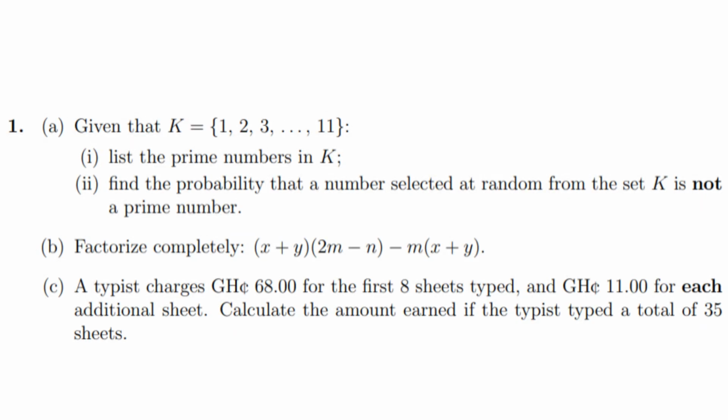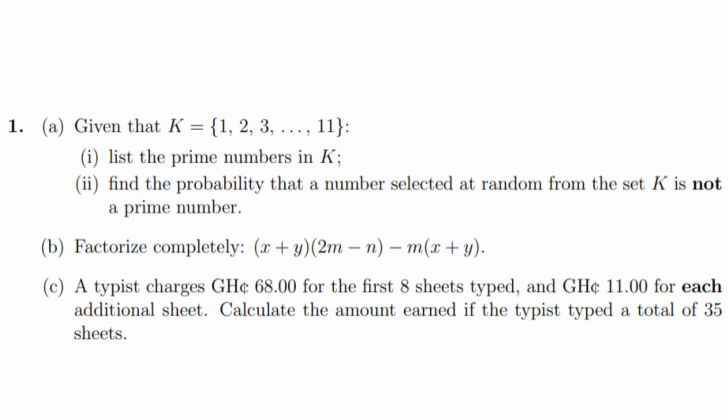Question number 1 says, given that K is equal to the set of 1, 2, 3 to 11: (i) list the prime numbers in K; (ii) find the probability that a number selected at random from the set K is not a prime number. And we also have B: factorize completely (x + y)(2m - n) - m(x + y).